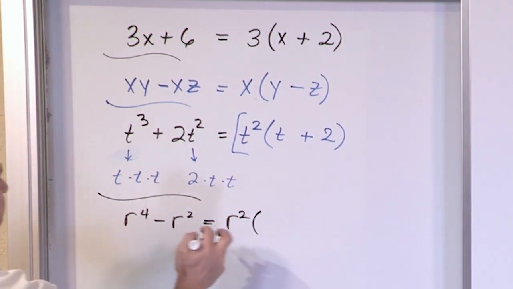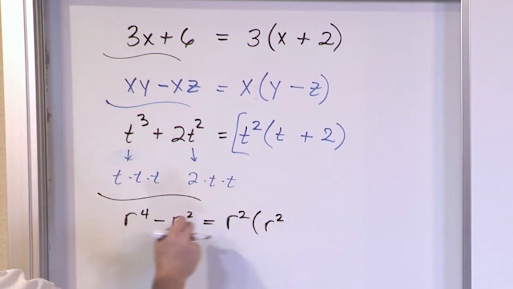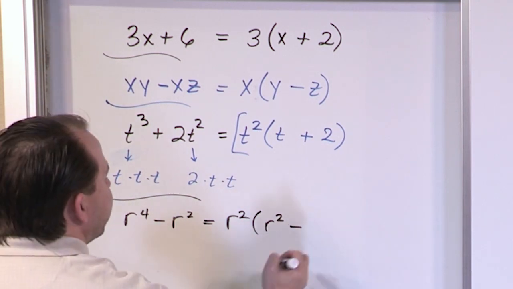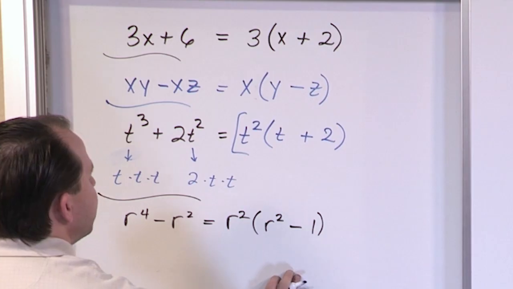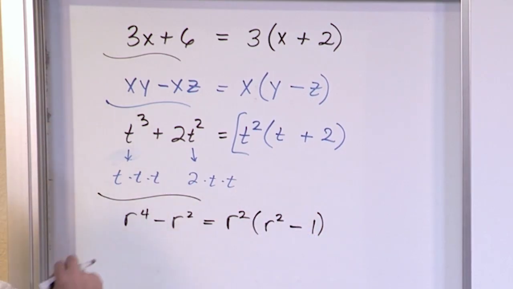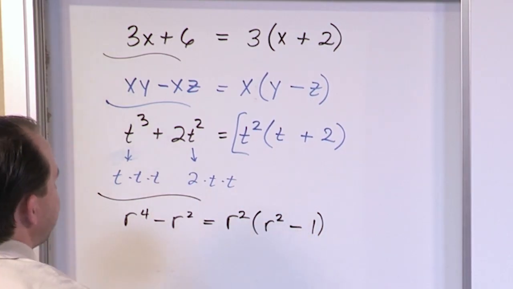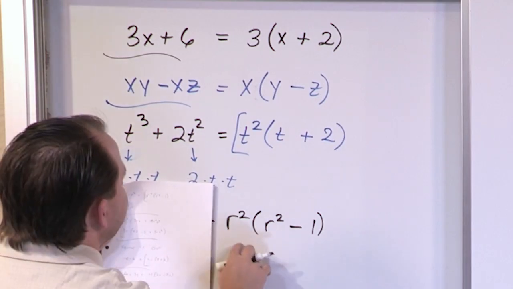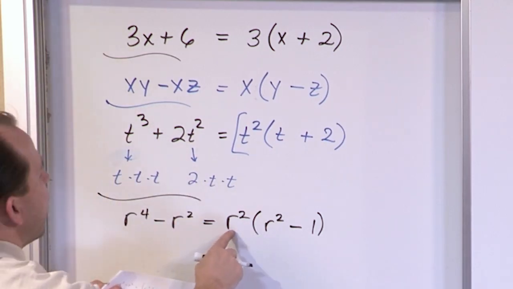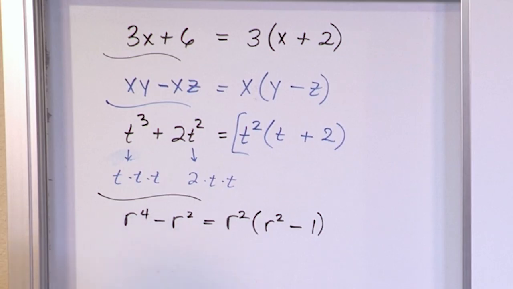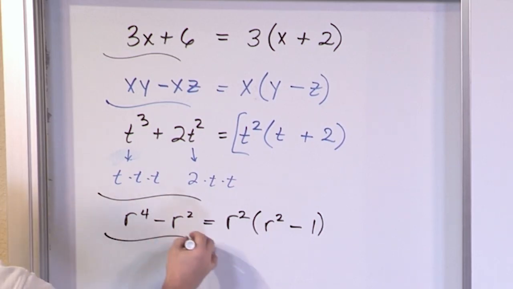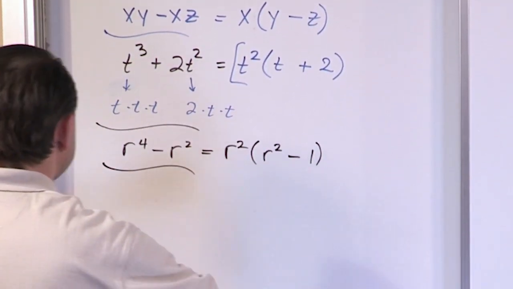So for the first term, I'd have to have an r squared in the middle to make 4. And here it would just be minus 1 because I pulled out all of the r squares on the outside. So the only thing I have left is a 1 there. Now to check it, r squared times r squared is r to the 4th. R squared times negative 1 is negative r squared. So that's the answer.